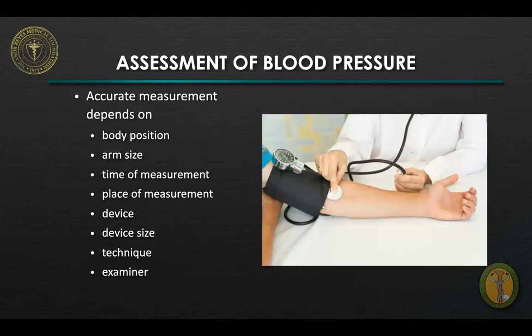We will now review how we get the blood pressure. Measurement depends on, number one, body position, the arm size, time of measurement, place of measurement, the device that we use, the device size, the technique, and the examiner.